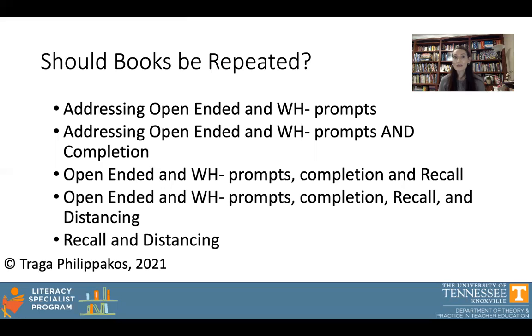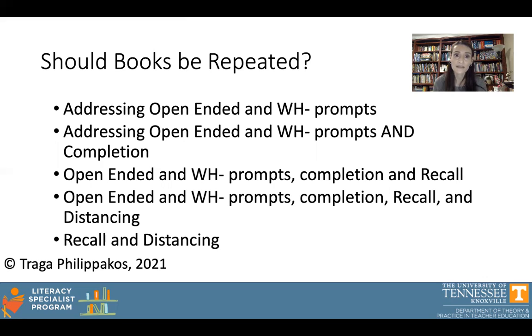Now, the question may be also, should we repeat reading the books? Shall we read the same book more than once? Sure. And actually, I think that it does great benefit to children to read the same book more than once, but also it gives the chance to expand and address more of these prompts.